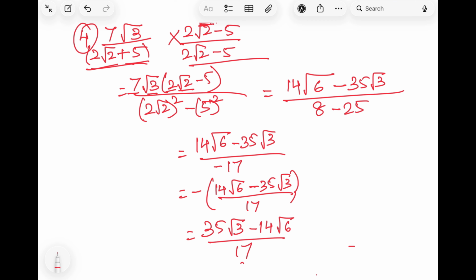Now if you see, the denominator is not negative, neither is there a surd in the denominator. So we rationalized the denominator and there is no negative sign also in the denominator. So after rationalization, we got this as the answer.